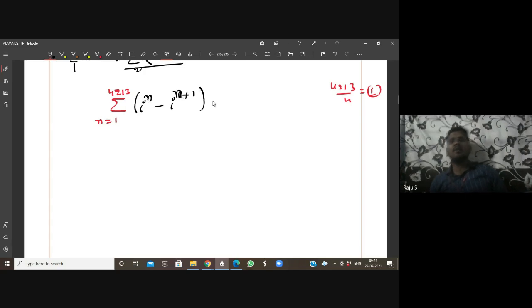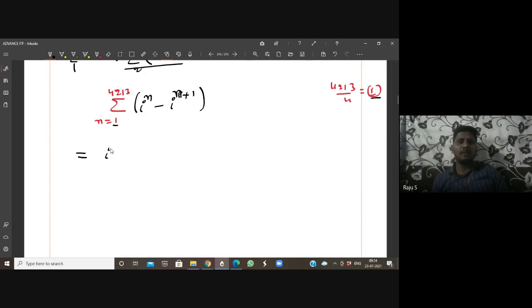So what is the remainder here? 1. So first I want to substitute n equals 1. When I substitute n equal to 1, I get i^1 minus i^(1+1). Is it clear? Immediately you can write the summation from 2 to 4213 of i^n minus i^(n+1). Now what about this value?